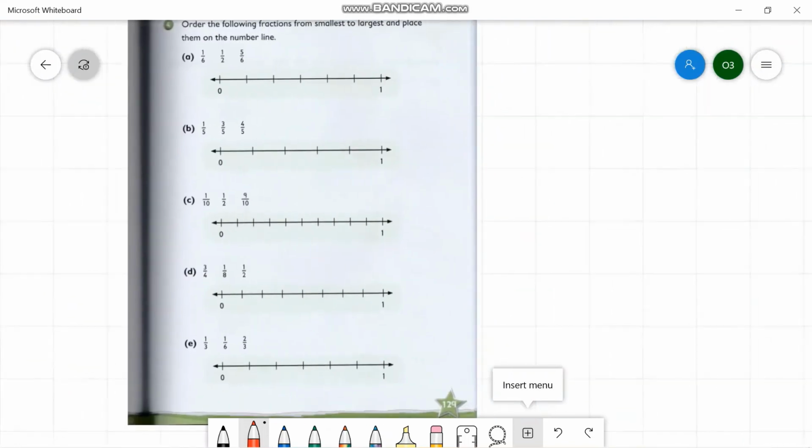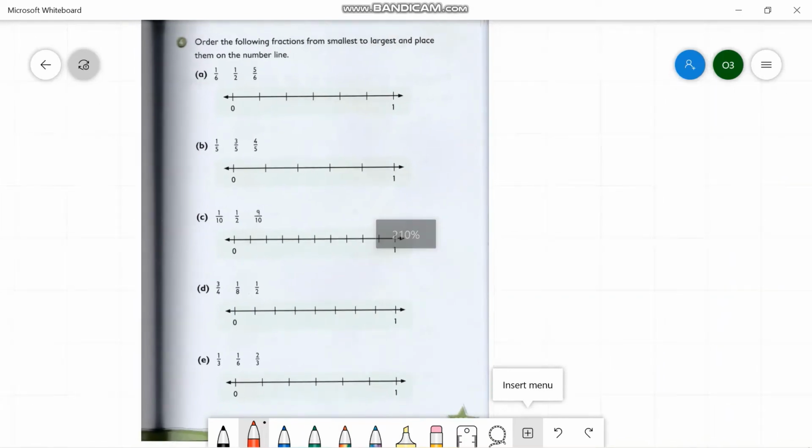Now let's go to question number 4. Order the following fractions from the smallest to the largest and place them on the number line. Okay, so letter A, 1/6, 1/2, and 5/6. There is one fraction here that is not the same denominator as 1/6 and 5/6, which is 1/2. 1/2 is half of 6. What is half of 6? 3.